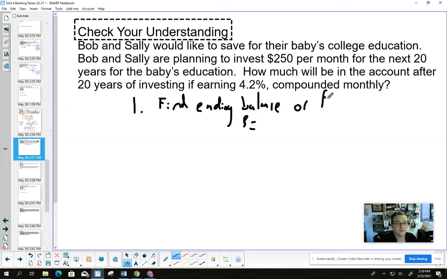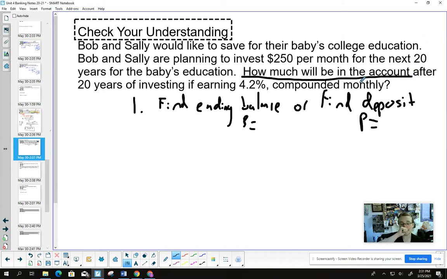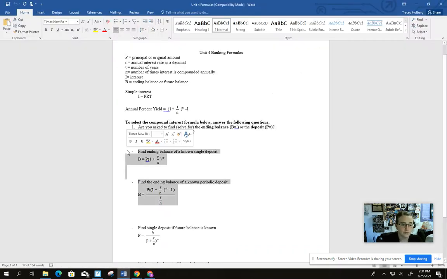Or are they asking us to find the deposit? This is the first question you ask yourself when you are trying to figure out which formula to use. So read the question, figure out, are they asking us for the balance? Are they asking us for the deposit? Go ahead and read it. Okay, well, what they are asking us is how much will be in the account. That's literally what they're asking. This is a balance. How much is in the account is the balance. So we are going to use an A B equals formula, which again is one of these two.